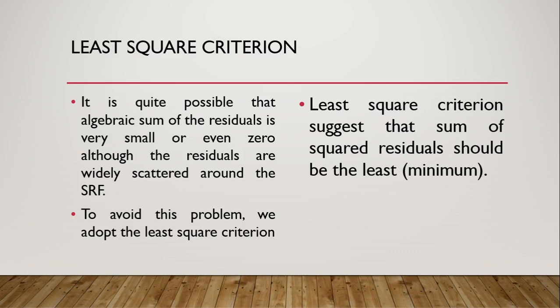So the least square criterion suggests that the sum of the squared residuals should be the least or minimum. We square all residuals and we try to minimize the sum of the squared residuals. So here we are applying the principle of least squares. The least square principle suggests that the sum of squared residuals should be the least, or it should be the minimum.